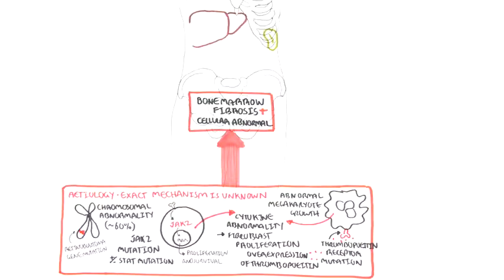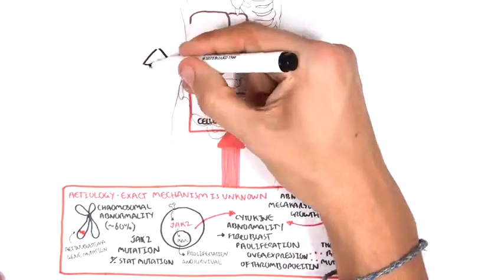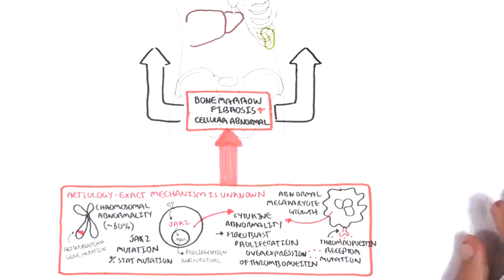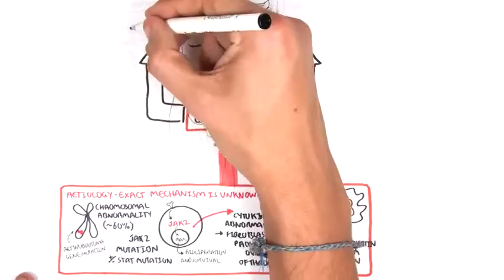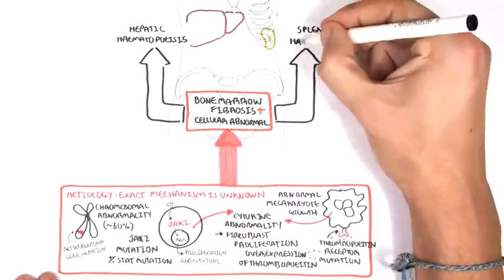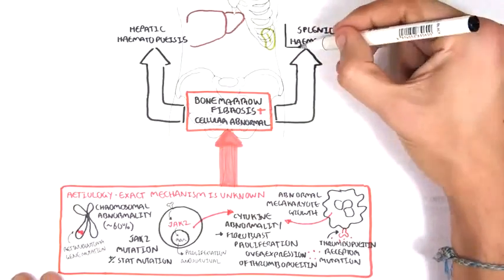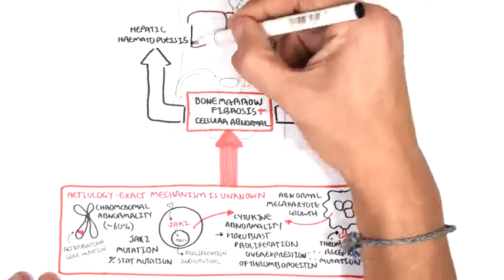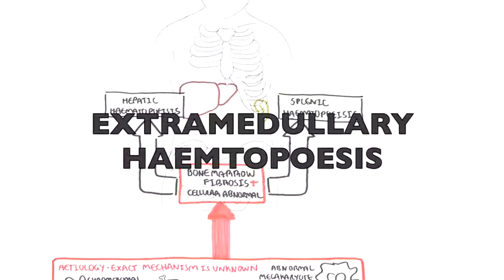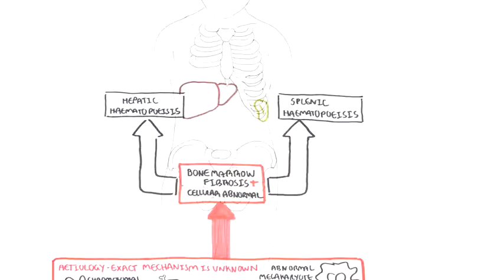Because the bone marrow becomes fibrotic and because of the abnormal cells in the area, the bone marrow is unable to keep up with the production of red blood cells, white blood cells, and platelets. As a result, the hematopoietic cells migrate to other organs. The liver and the spleen take over the role of hematopoiesis. When hematopoiesis occurs outside the bone marrow, this is called extramedullary hematopoiesis.